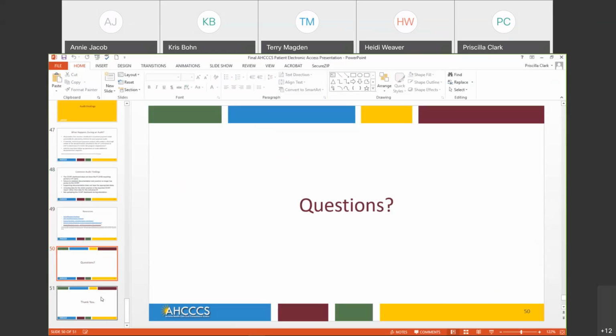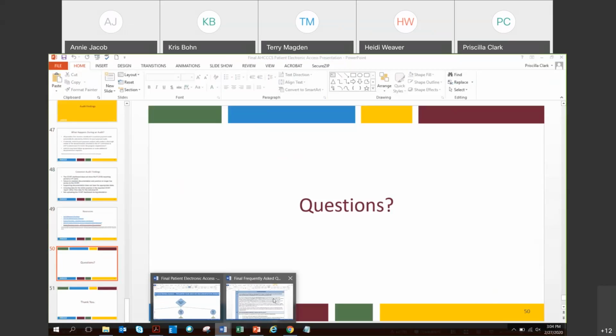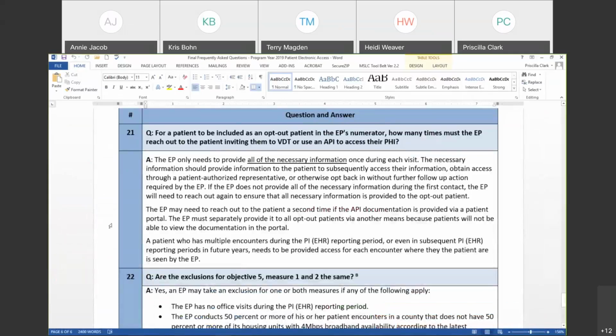Okay. But I was just really confused with that question 21, because you're saying you have to give them access to their data somehow electronically when they're opted out. They said they didn't want electronic access, so how am I supposed to give them electronic access? It's really confusing.